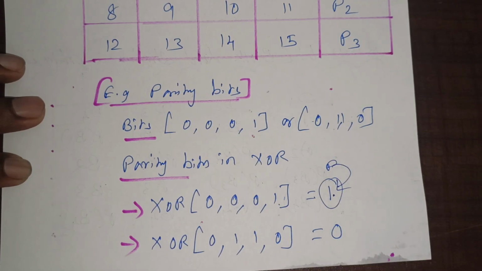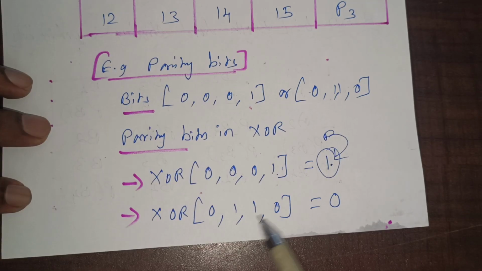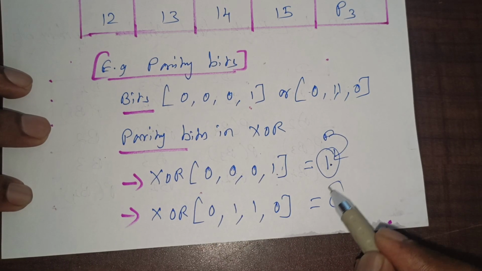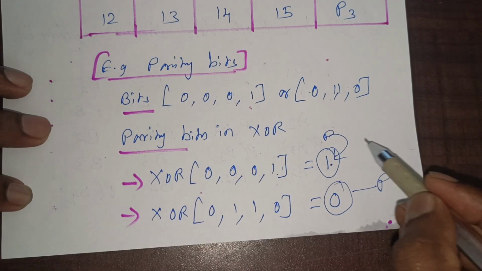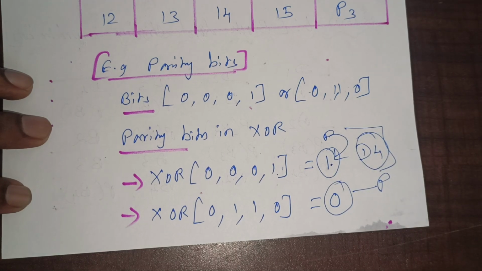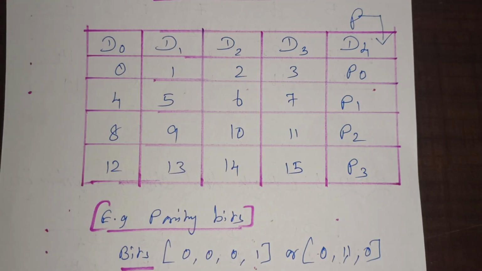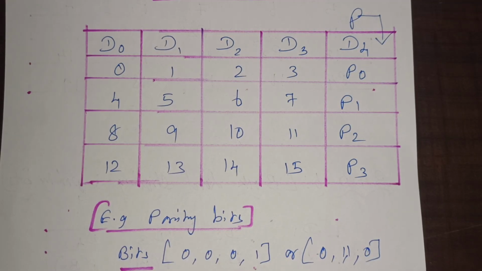Okay. So what if you have an even number combination? The XOR of 0, 1, 1, 0 will give the parity bit as 0. So these parity bits are stored in D number 4, that is device number 4, as you can see in the table which is already displayed here. You have the evaluation process here, that is what we did in the previous one.